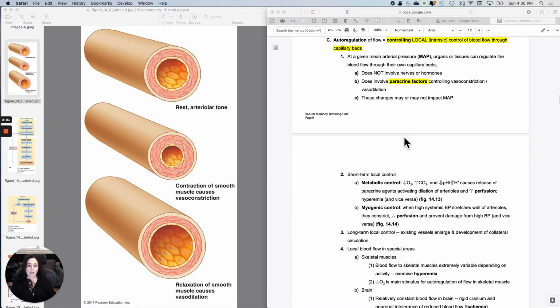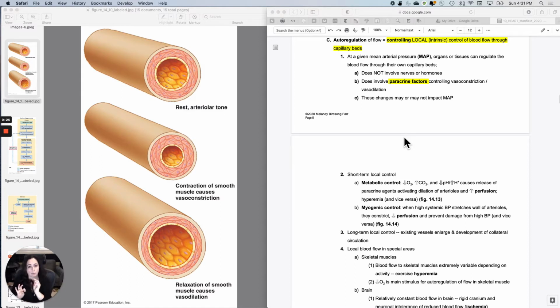Okay, I want to talk about how you control local vasoconstriction and vasodilation. It's very important that you heard that I said the word local. I'm not talking about systemic vasoconstriction and vasodilation. I'm talking about local vasoconstriction and vasodilation. So let's say we have a capillary bed to the liver, for instance.